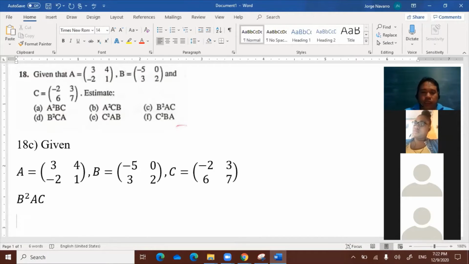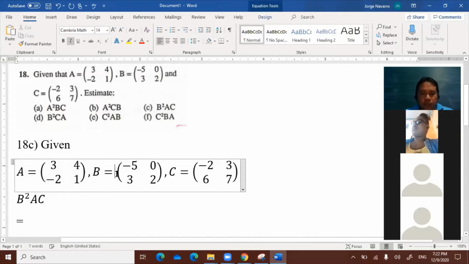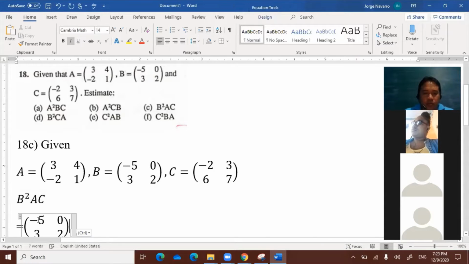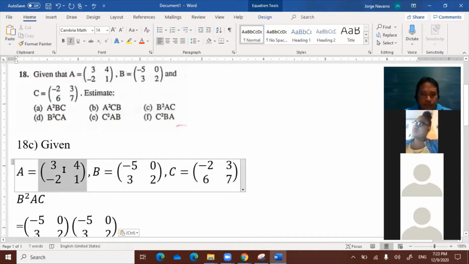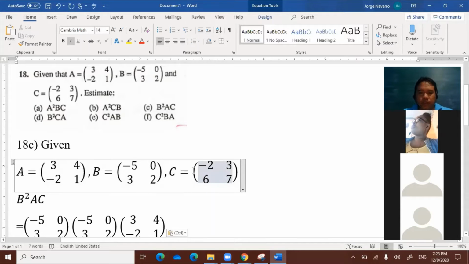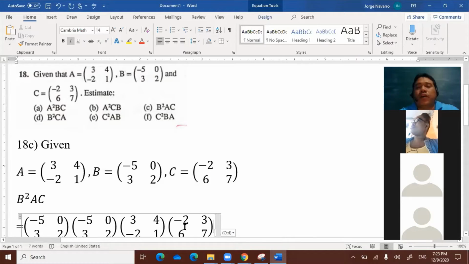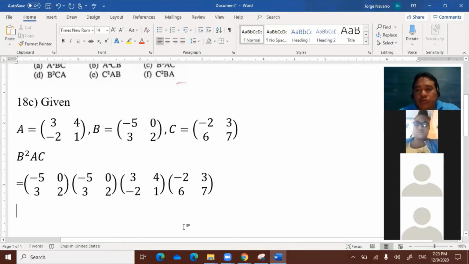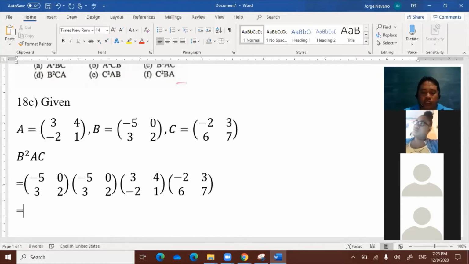All right, so we start: equals. What I'll do is copy these so I don't have to write them out. So B again, then A, then C. So that is your setup. We don't have to go as we did yesterday where we had to find out what the result will be, because we already know the result is going to be a 2 by 2 matrix. So we're just going to go into the calculation itself.